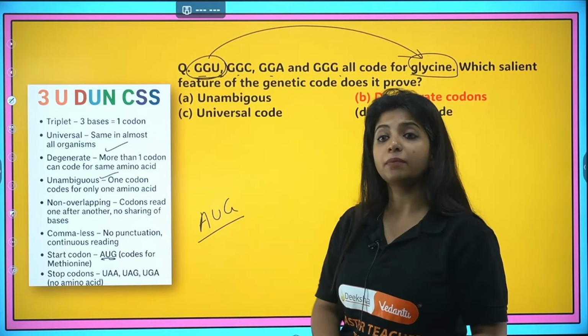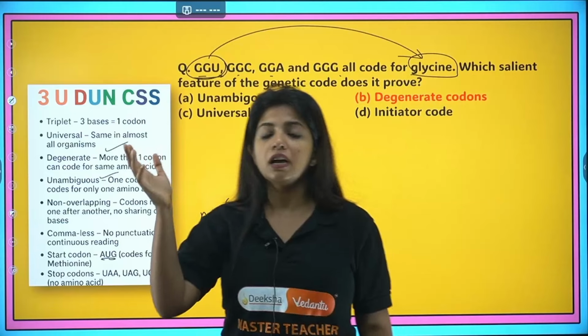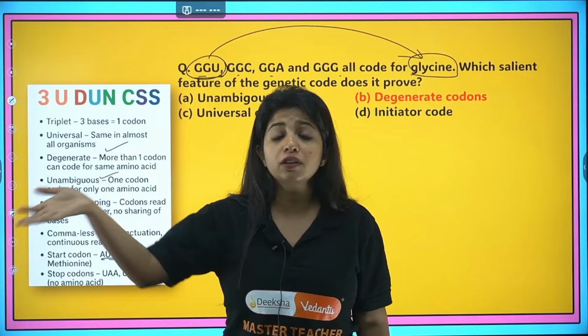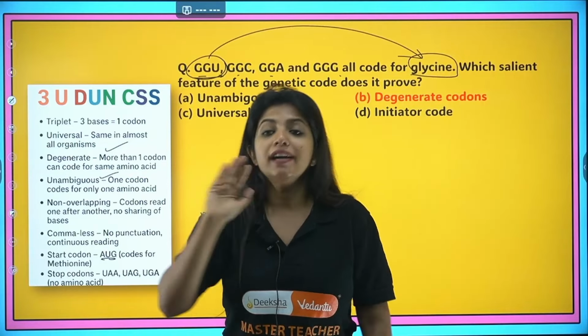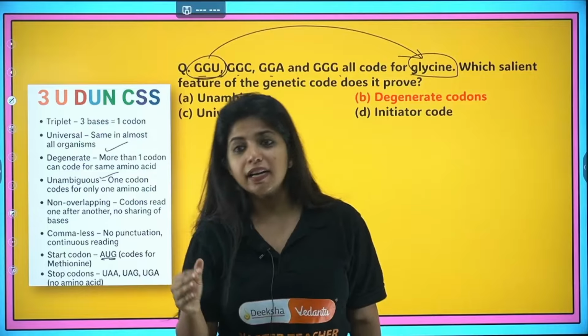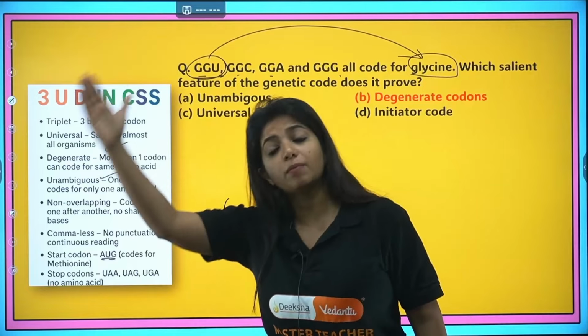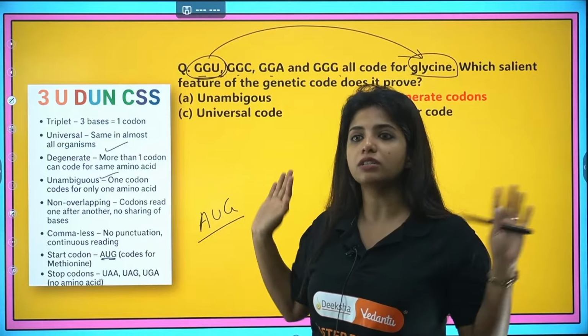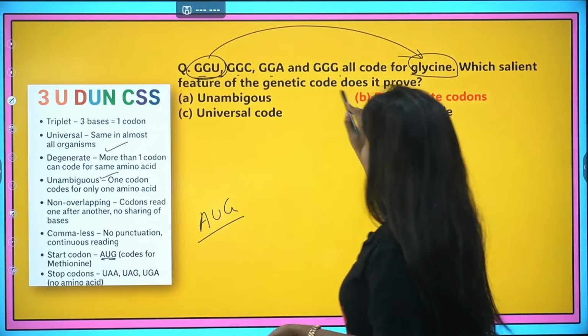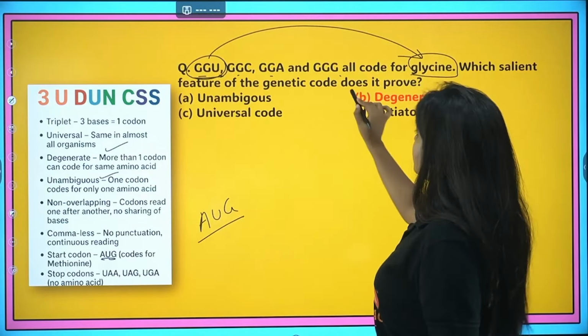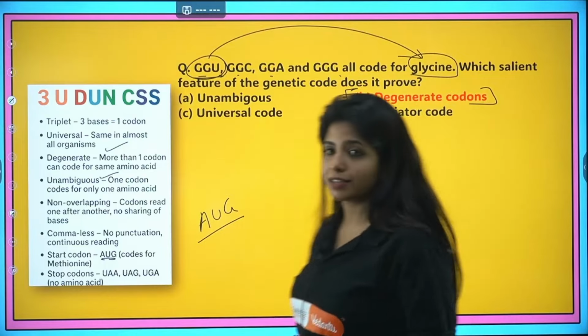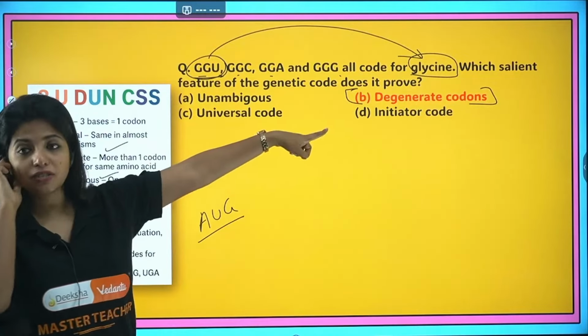Now if I have a question that GGU is coding here for glycine, and in E. coli also it's coding for glycine, what does it show? It shows that it is universal. That means the codons are going to code for the same amino acid in my body and also in the bacteria's body. So over here that is not being asked, but I was just explaining you all these points. Make sure you write it if genetic code is being asked. So this feature is known as degenerate codons.